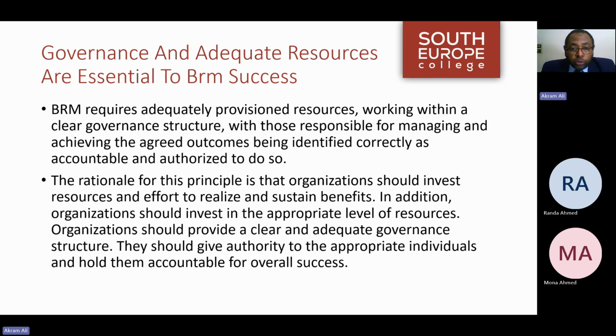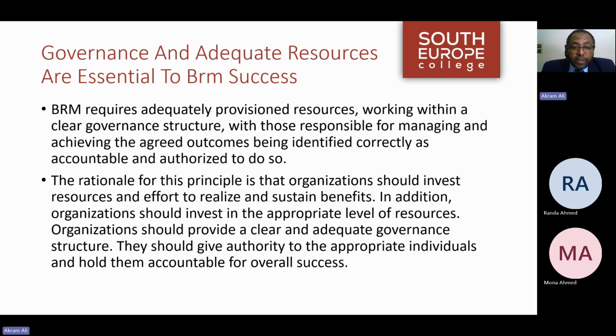Governance and adequate resources are essential to BRM success. BRM requires adequately provisioned resources working within a clear governance structure, with those responsible for managing and achieving the agreed outcomes being identified correctly as accountable and authorized to do so.